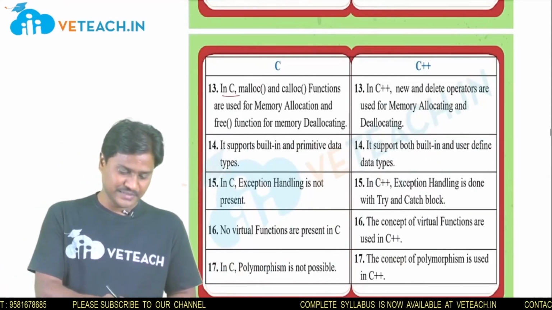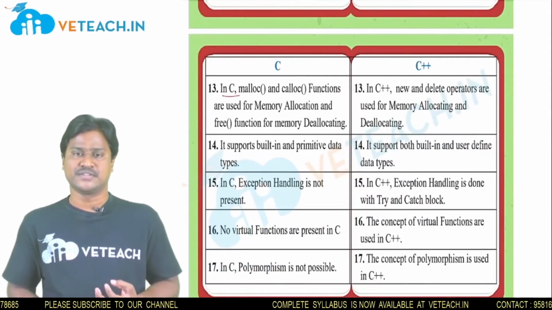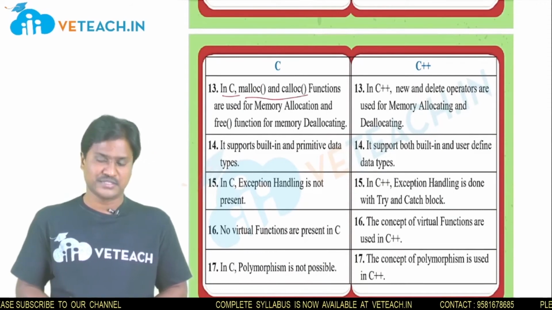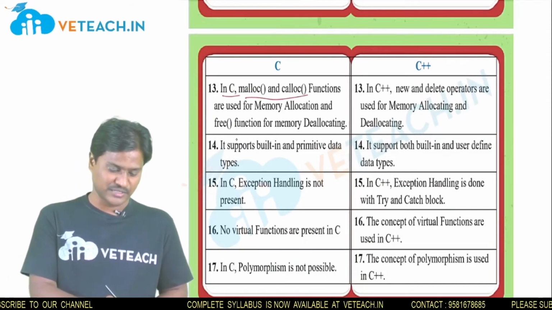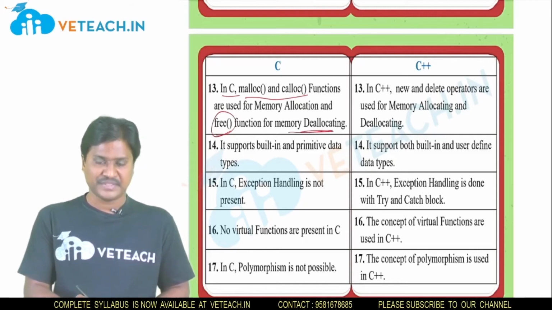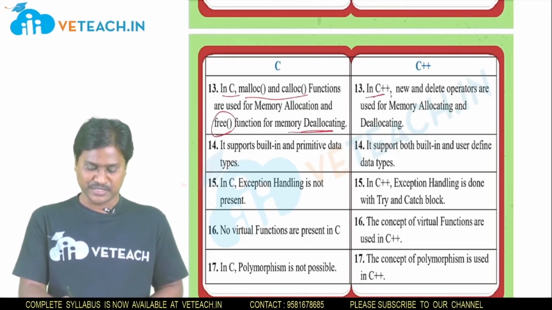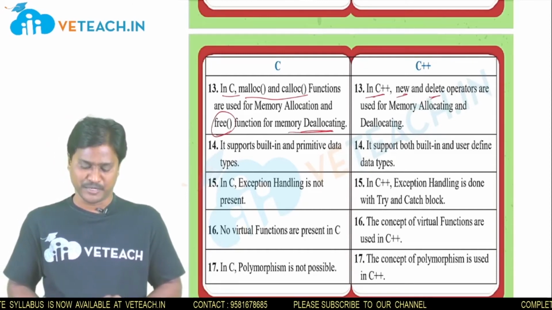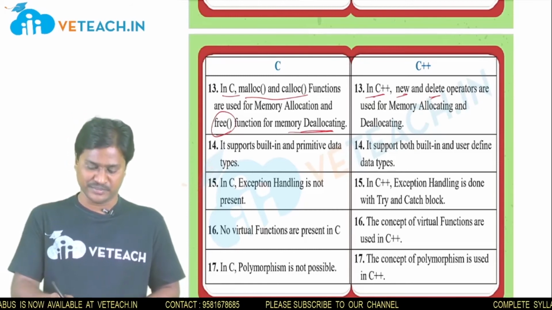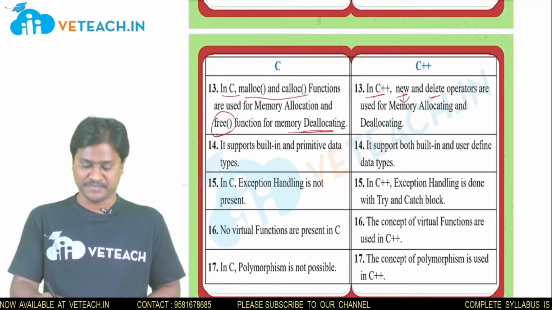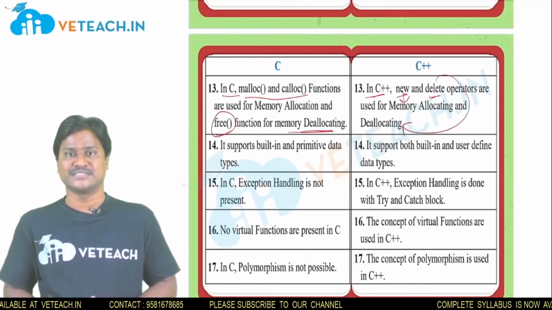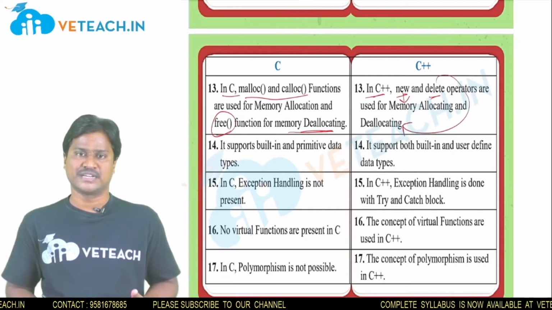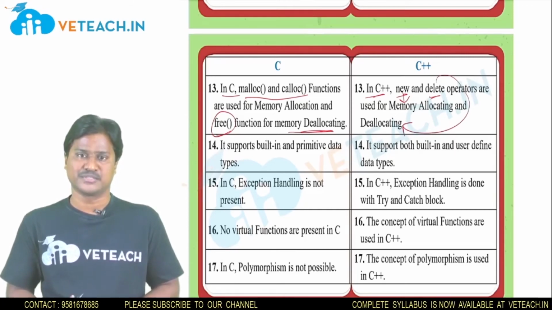Next one, in C, for memory allocation and deallocation for variables or similar things, the malloc and calloc functions are used for memory allocation, as well as the free function for memory deallocation. In C++, new and delete are the two keywords introduced for the purpose of memory allocation and deallocation. The new operator allocates the memory and the delete operator deallocates the memory allocated for the objects by constructors, and we know that constructors and destructors are available in C++ language.